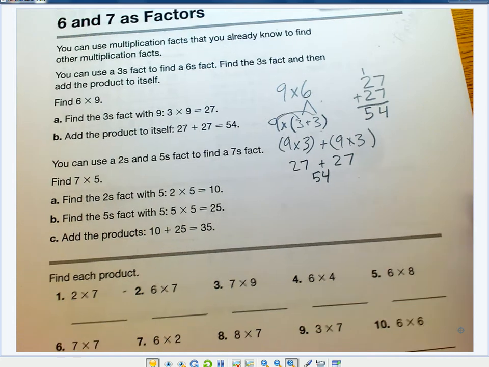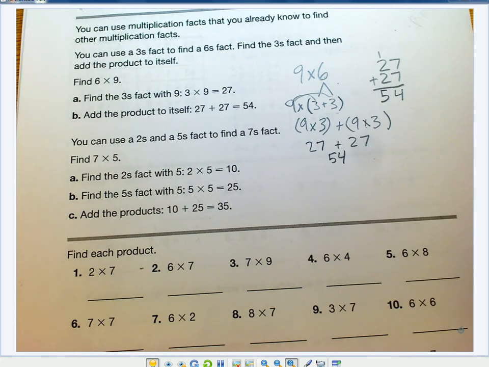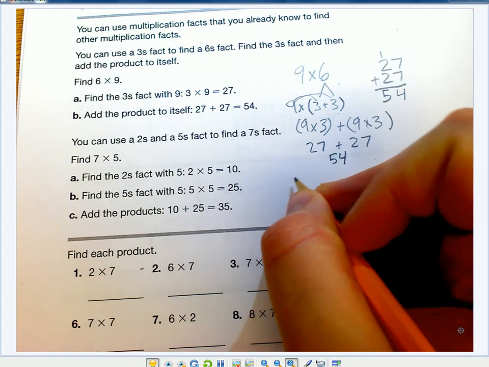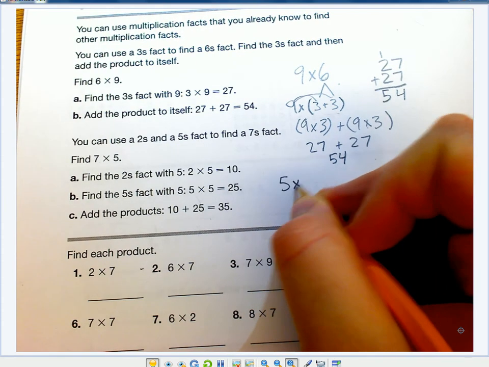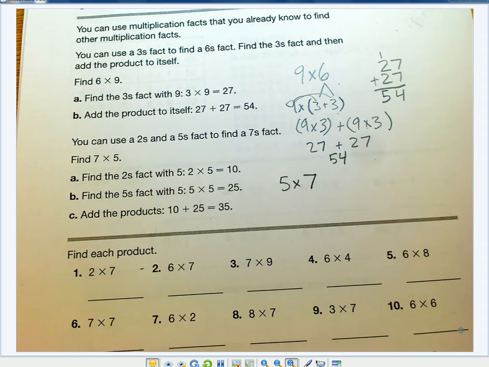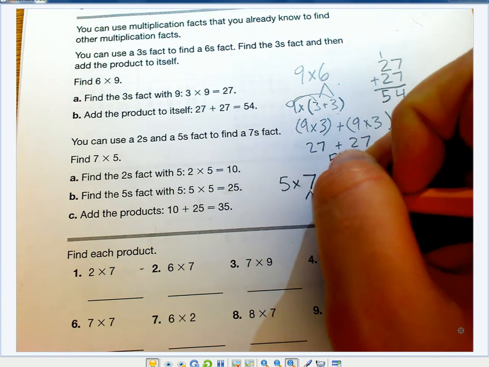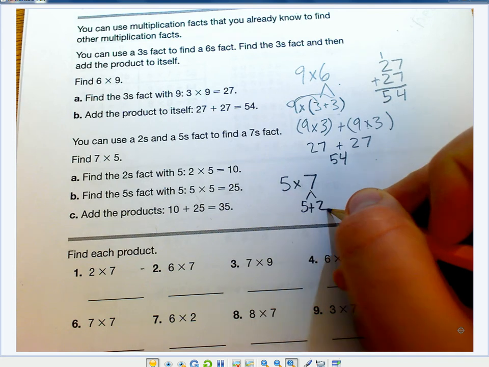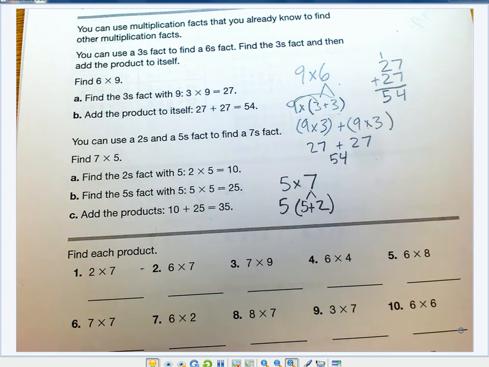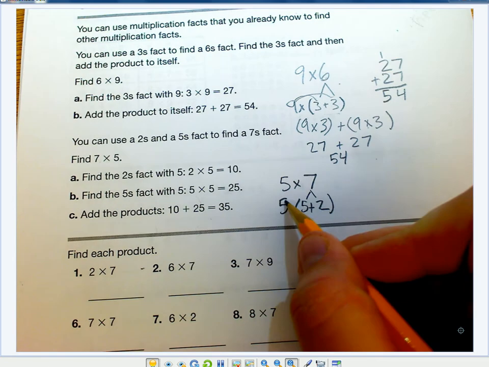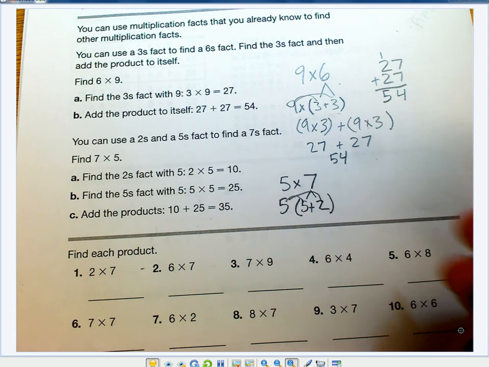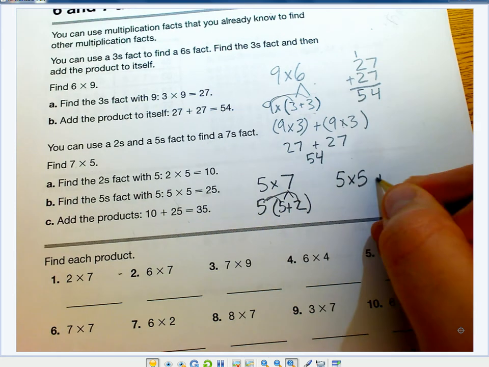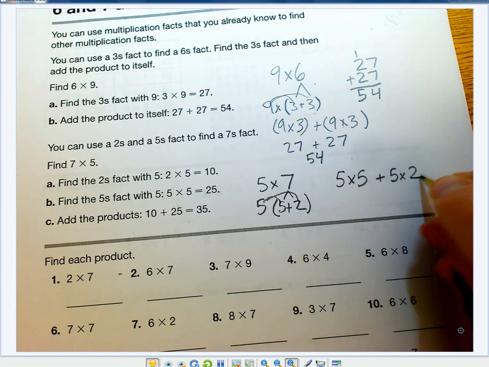7's are a little bit easier than 6's, I think, just because we can split them into 2's and 5's, which are really easy. So for this one it says 7 times 5. I'm going to write it as 5 times 7 just because it's a little easier for me. Split that 7 into 5 plus 2. Drop that 5 down. And we're going to go ahead and distribute that 5 through. 5 to the 5, 5 to the 2. So I have 5 times 5 plus 5 times 2.